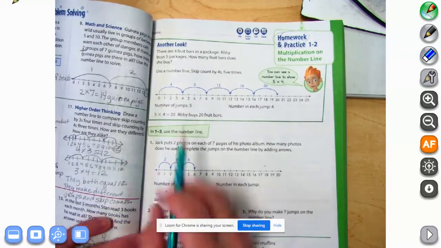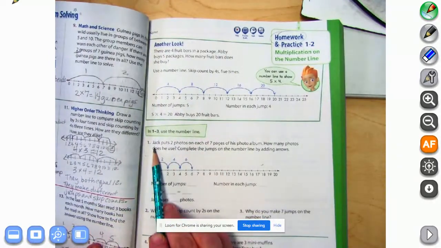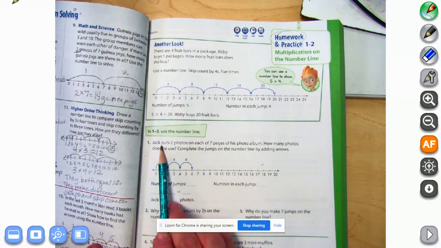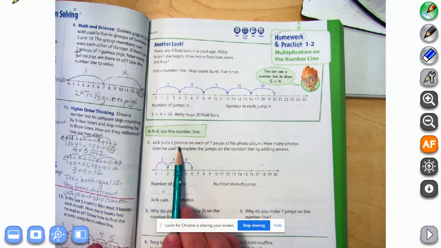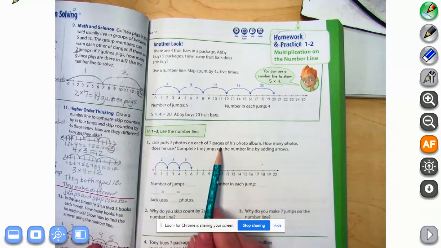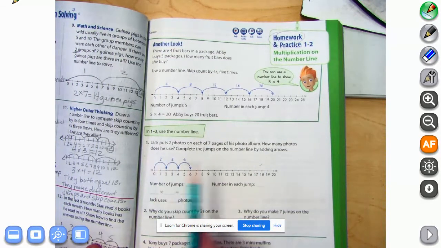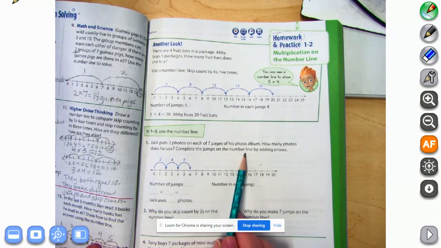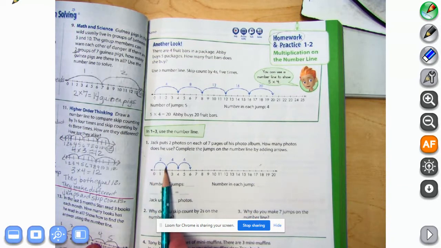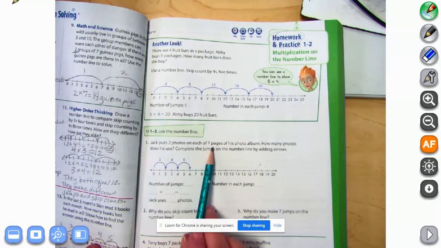Okay, so on number 1 through 3, we're going to use the number line. Jack puts 2 photos on each of 7 pages of his photo album. How many photos does he use? Complete the jumps on the number line by adding arrows. So the jumps are size 2. How many jumps is he going to make?